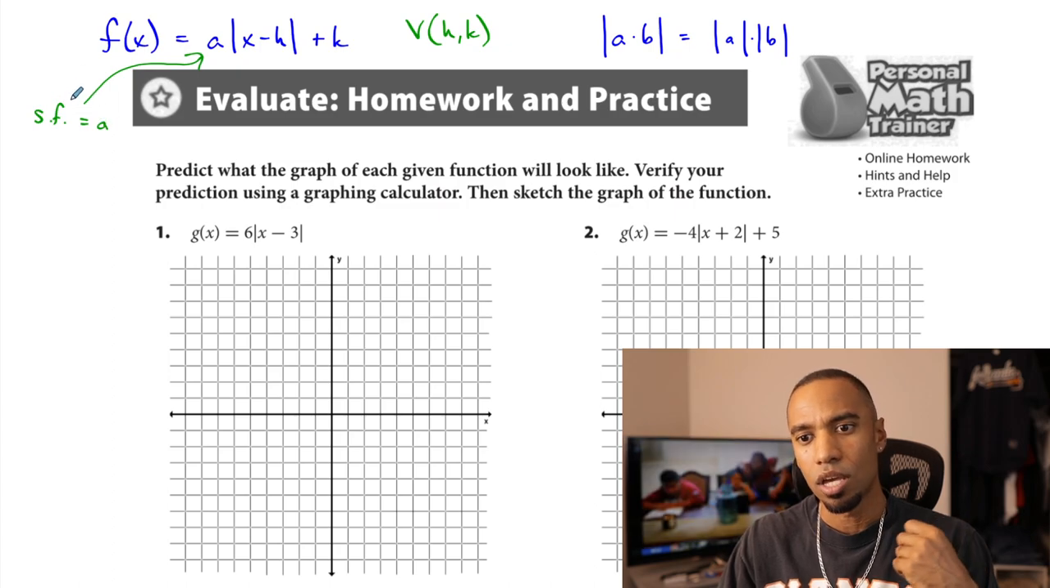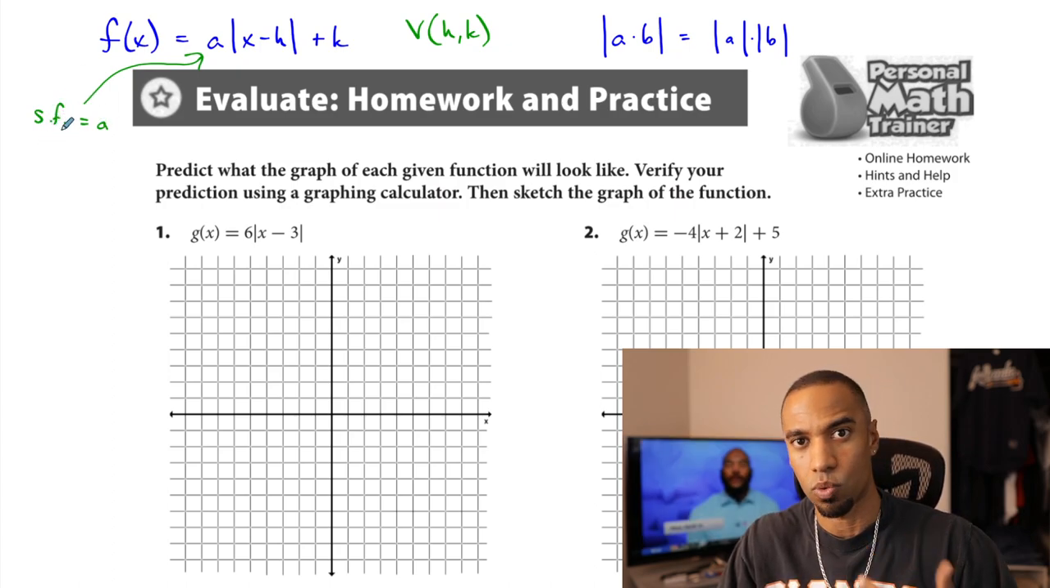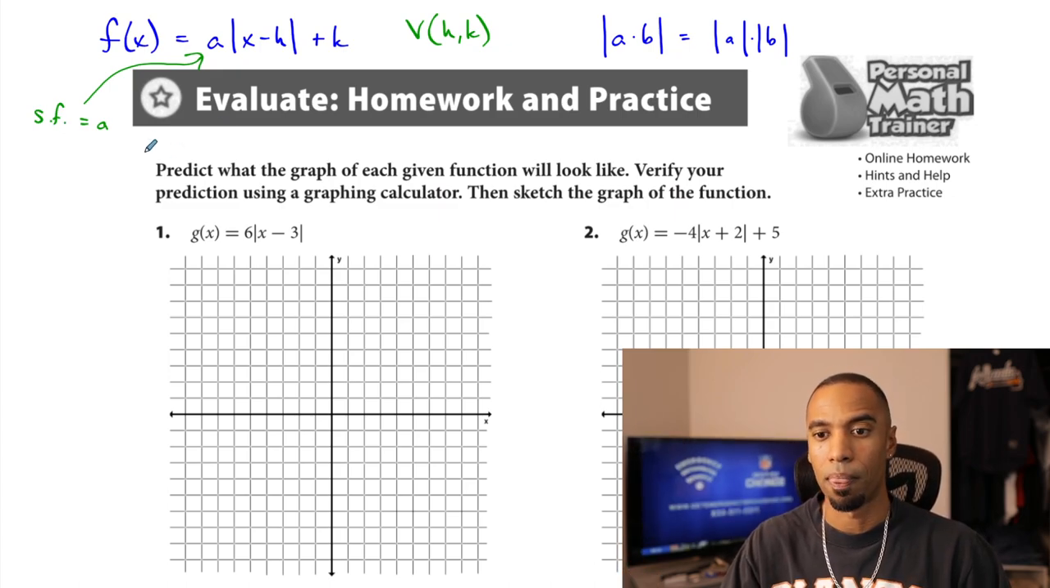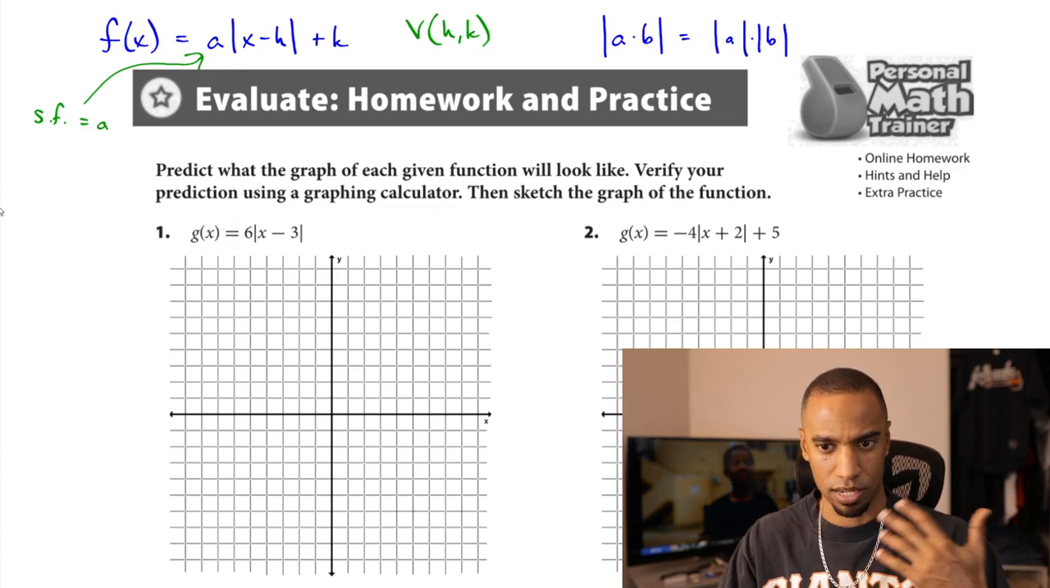But at some point, you might want to start calling it a stretch factor, especially if I ever get into quadratics, because quadratics don't have a constant slope. All right, so what does all of this mean right here? We have an equation, guys. Let's look at number one.